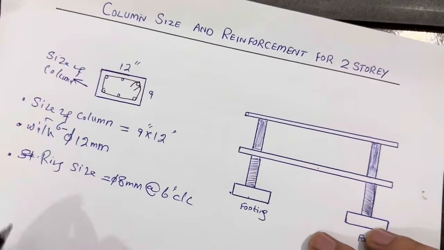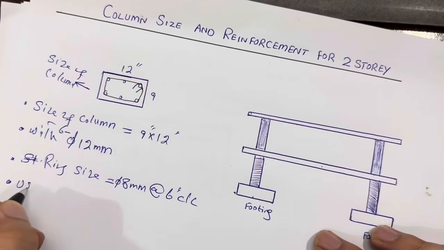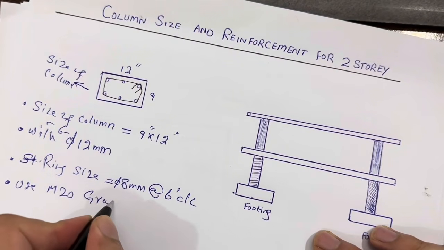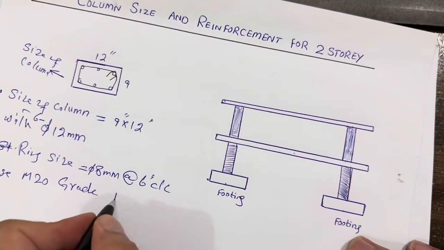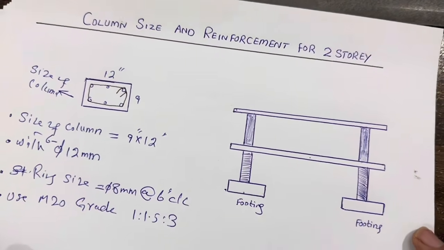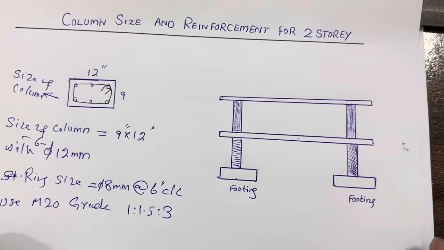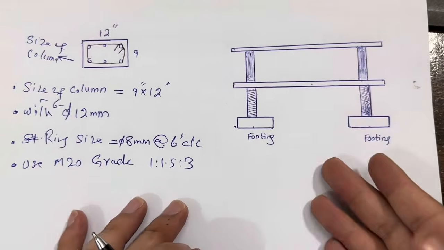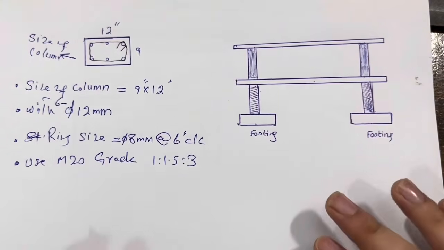Next, use M20 grade concrete, where the M20 grade concrete ratio is 1:1.5:3, 1 part cement, 1.5 parts sand and 3 parts aggregate. So now let me guide you for the footing, because before starting the column construction we should provide the footing.